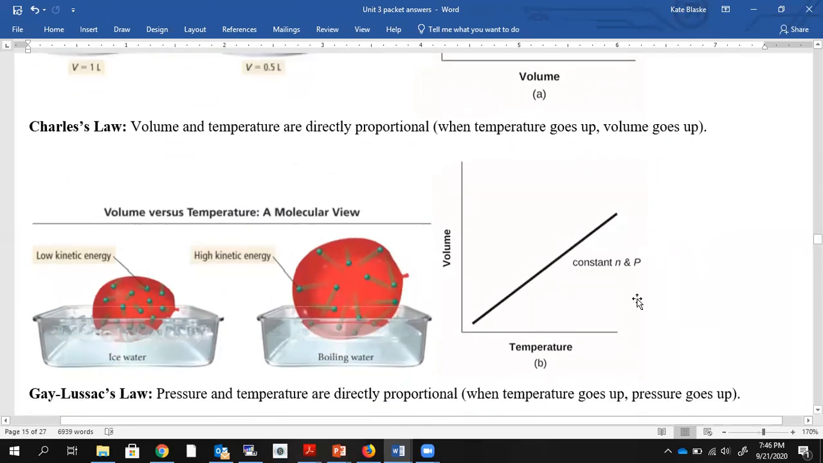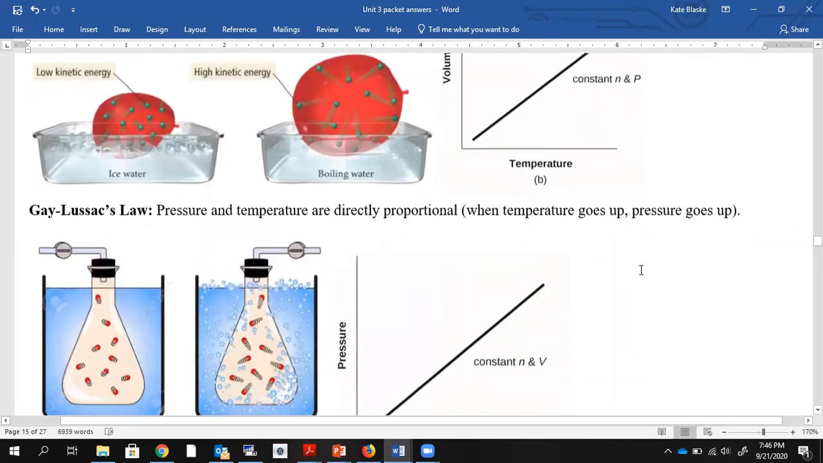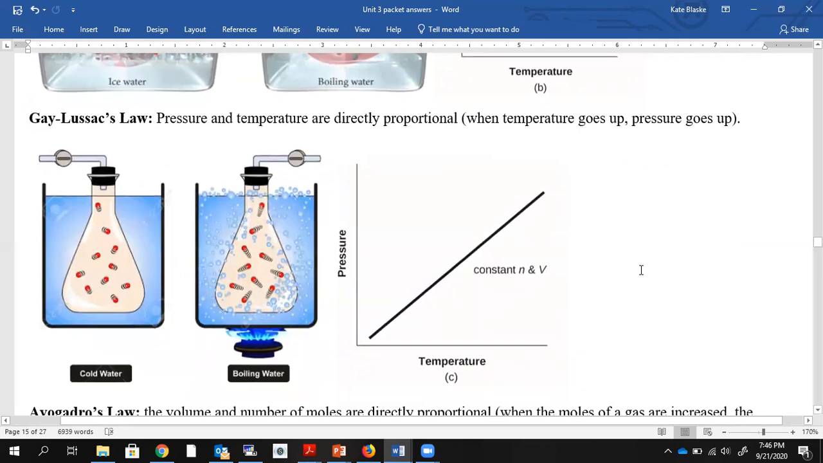Charles' law talks about volume and temperature. So when our temperature goes up, our volume also can go up. These are directly proportional, assuming that our moles and our pressure are staying constant. Gay-Lussac's law says that pressure and temperature are directly proportional. So if we increase the temperature of our gas, those particles are going to move faster. They're going to bump into that container more often, creating a larger pressure. Again, that's assuming that our moles and our volume are constant.